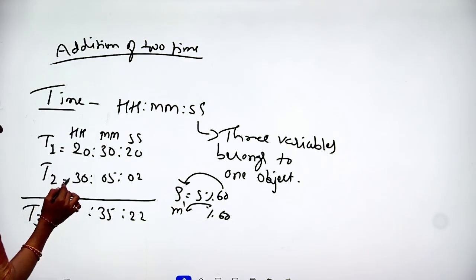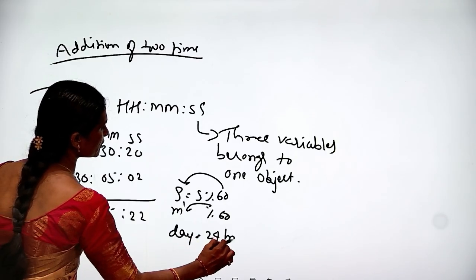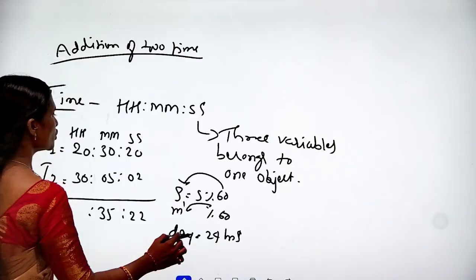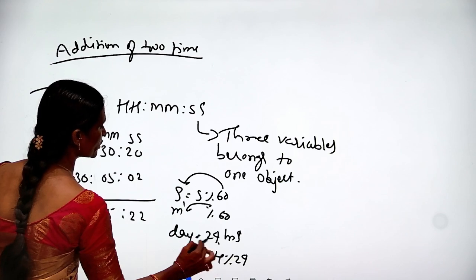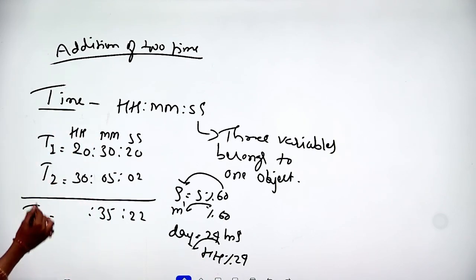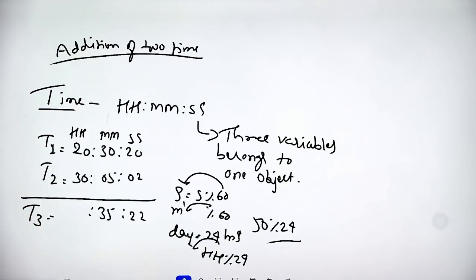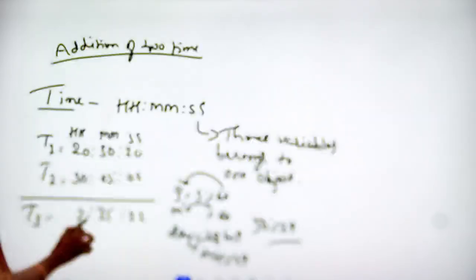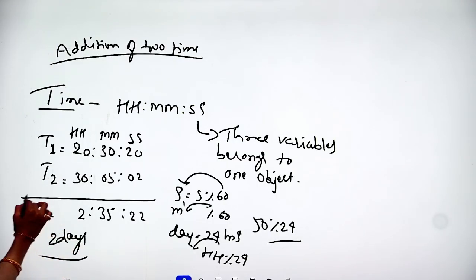Similarly for hours, how many hours equal 1 day? We have to convert it to days. That is, 24 hours is equal to a day. So the total hours mod 24 will convert into 1 day. Here it is 50, so 50 mod 24. How much will it be? 24, 24, 48. 48 means 2 days, with 2 hours left. That is 2 days, 2 hours, 35 minutes, 22 seconds.